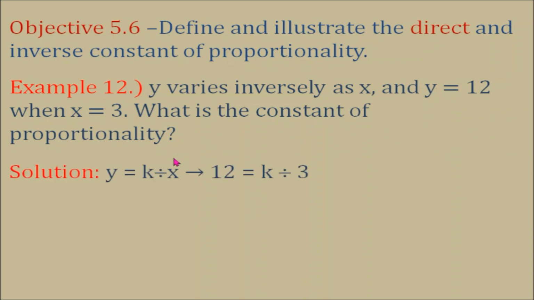So our equation here is y varies inversely as x, so that's y equals k divided by x, and our y here is 12 when x is 3, so it's 12 equals k divided by 3. To solve for k, we are going to multiply both sides by 3, so 12 times 3 equals 36. So this is our answer.